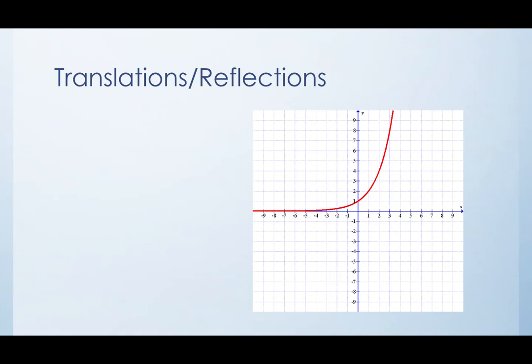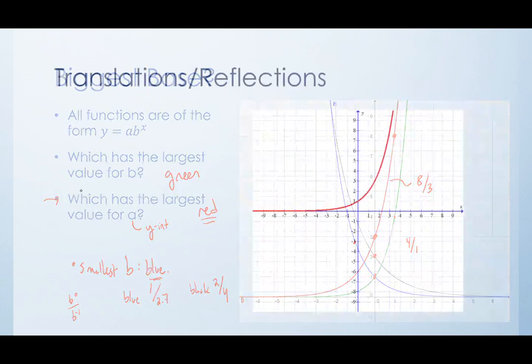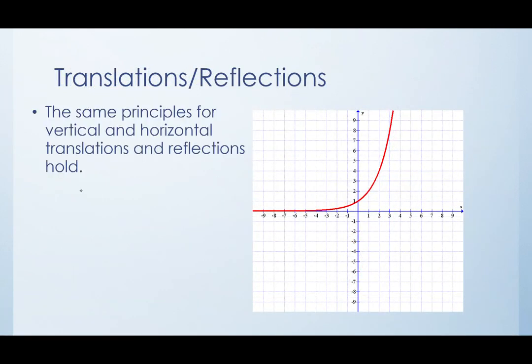Okay, so next up is translations, reflection, stretching, etc. for exponential functions. We've got here, this looks like y equals 2 to the x, which I can tell because it is doubling every time I increase x by 1.